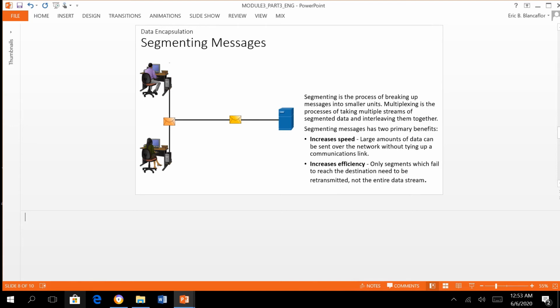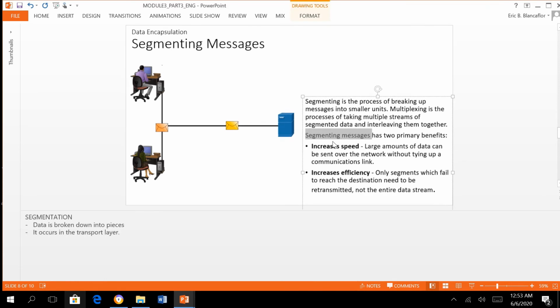Okay. Aside from this data encapsulation, what also happens to the data is segmentation. The message will undergo the process of segmentation. In this segmentation, data is broken down into pieces. Hahatiin into pieces. Okay? This happens in the transport layer. TCP and UDP are the ones that segment data. So the good thing with segmenting the message is that it increases speed.